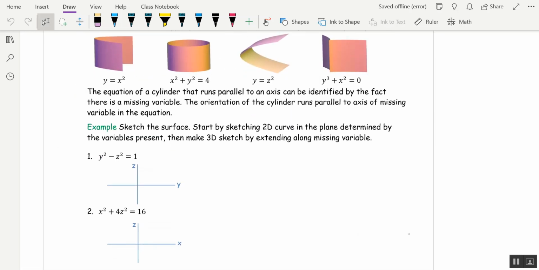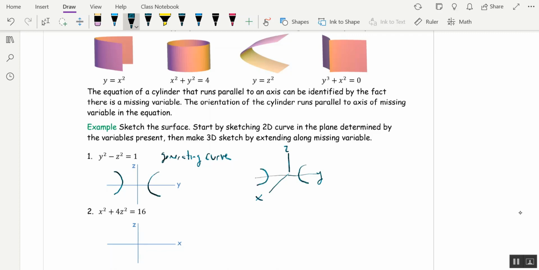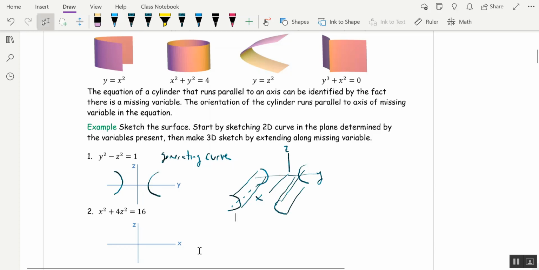You're going to start by sketching the generating curve, and you're going to sketch that in the plane of the variables you're given. So in this example, I'm in the YZ plane, and I'm going to sketch a hyperbola that looks like this. Again, you might want to go to that last page if you're not recognizing that. Okay, then you go to R3. I've got X here, Y, Z, and in the YZ plane, I've got that hyperbola, and what I do is I extend it along the axis of the missing variable. And so that's going to give me a shape that looks something like this. That's not the greatest picture.